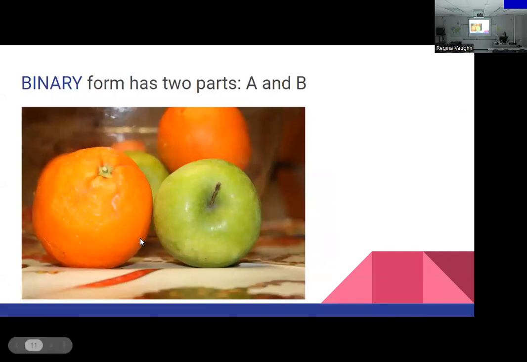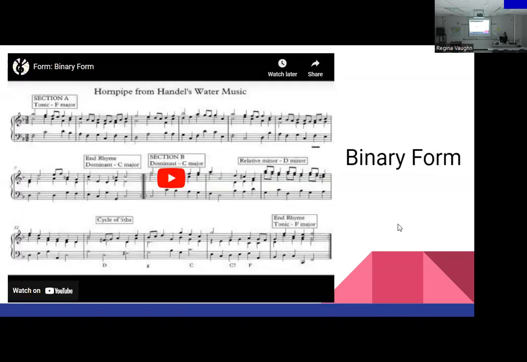Binary form has two parts, A and B. Here's an example of binary form. Before I play it, let's just talk about it. Here's the A section, and it repeats. And then here's the B section, and it repeats.